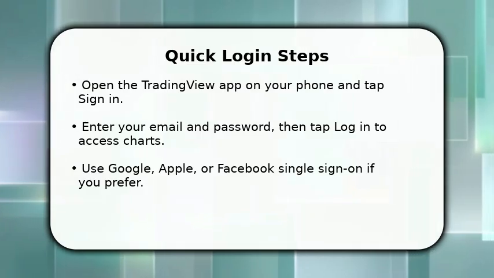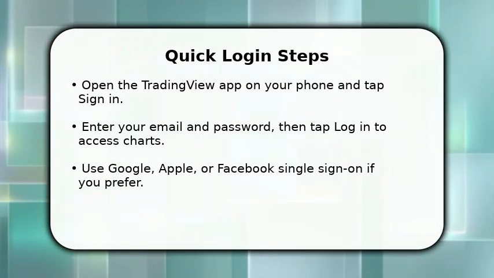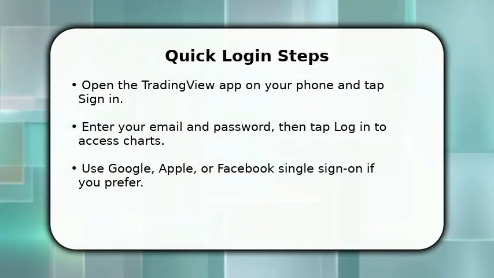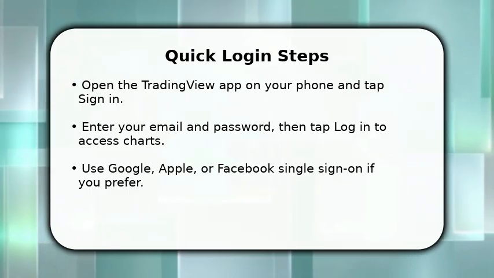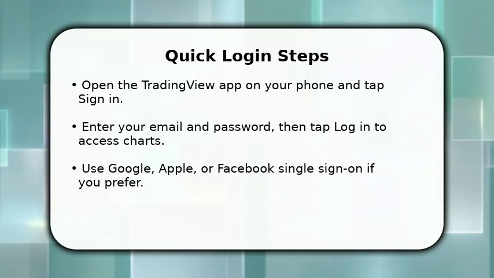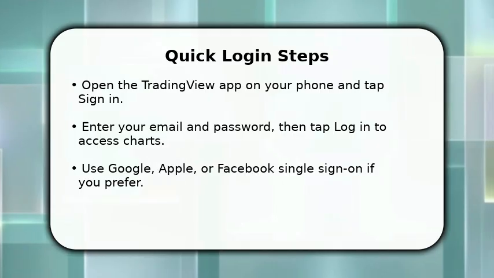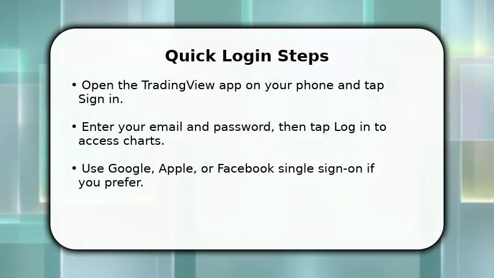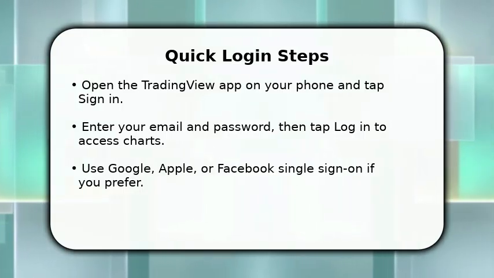Enjoy the video. In this video, I will explain how to log in to TradingView on your phone, an easy guide. Open the TradingView app on your phone, tap Account, choose Sign In, enter your email and password, then tap Login. If you use Google, Apple, or Facebook sign-on, tap that button and approve access. If you forgot your password, use Reset Password, follow the email steps, and return to login. This will get you into charts quickly and securely.